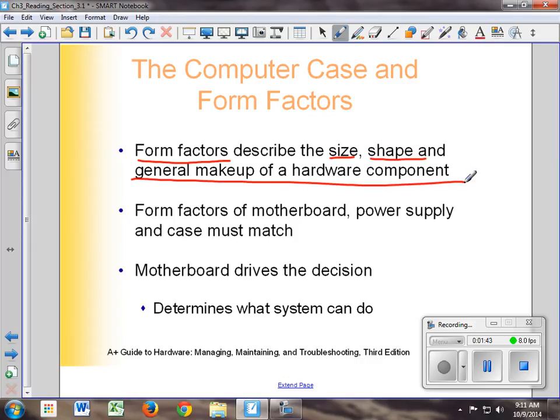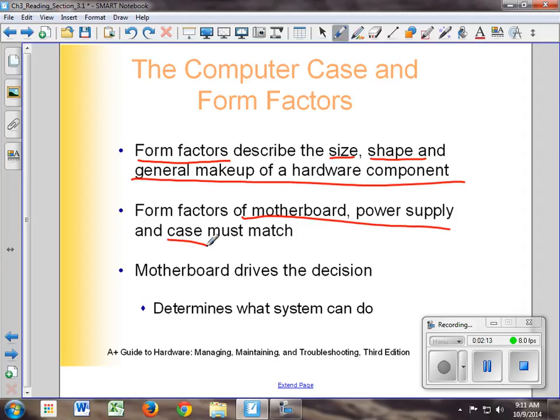So that's the idea of a form factor: there's a size and shape to things to make them go together. Just like you can't pop one car engine out and throw another in, you can't pull out one motherboard and necessarily throw another motherboard or power supply in. The form factors of the motherboard, power supply, and the case, those are the three most important things, have to match.